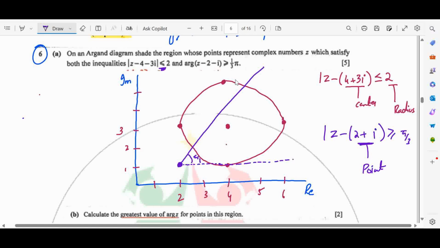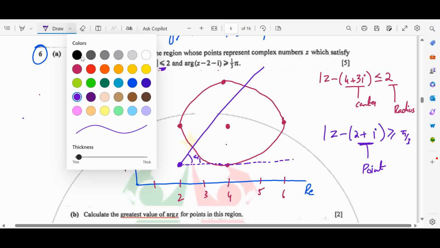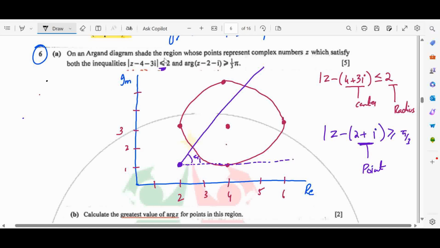Now the next thing is the region greater than this. Here we can see that we have two things. The first is the region inside the circle and greater than this line. These two things indicate that this will be the required shaded region. That is it. Let's move to the second one.